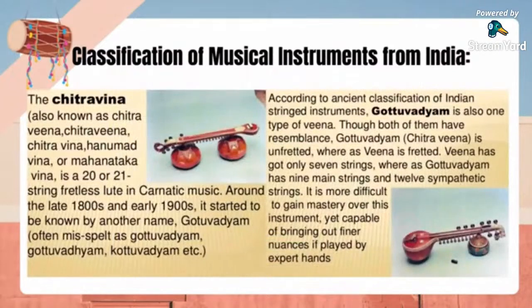The chitra veena, also known as hanumad veena or mahanataka veena, is a 20 or 21 string fretless lute in Carnatic music. Around the late 1800s and early 1900s, it started to be known by another name: Gotavadiyam, often misspelt as Gotavadhyam, etc.